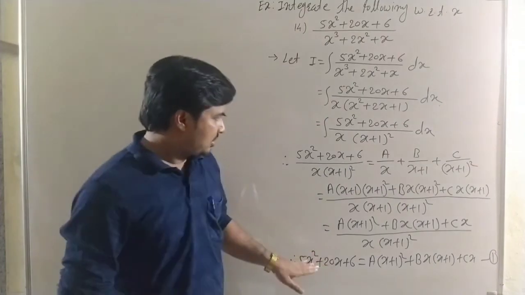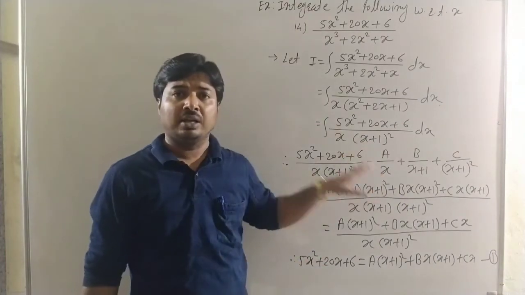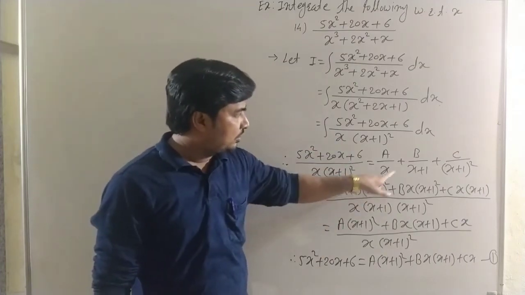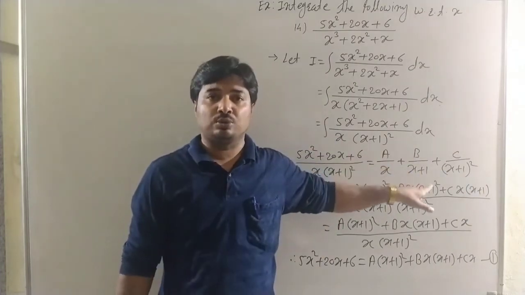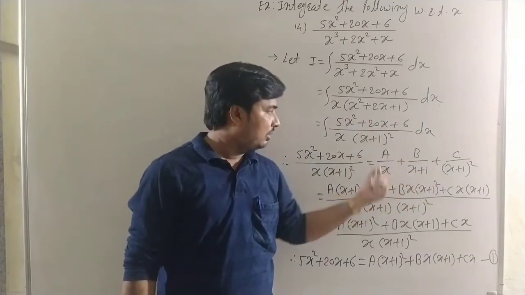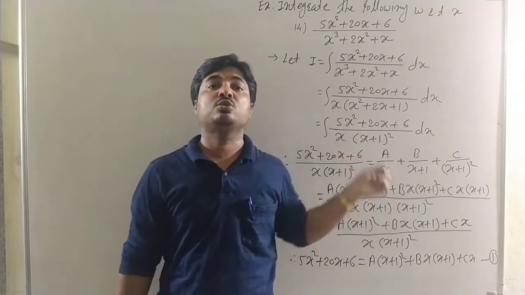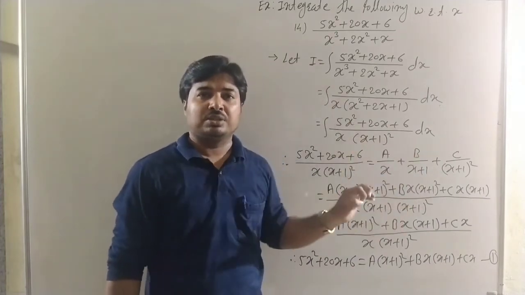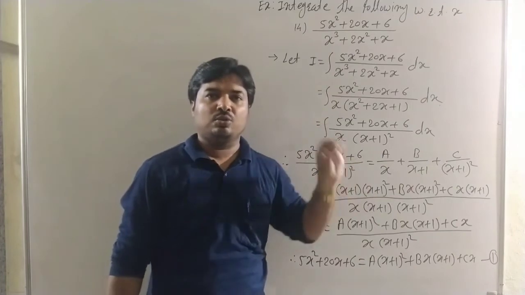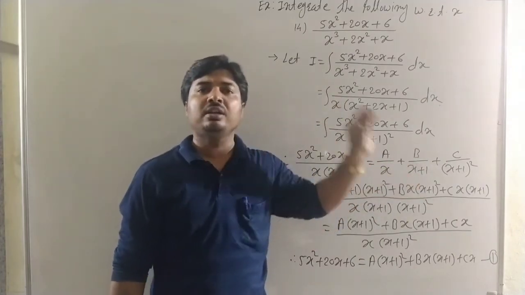Now there are three factors, but x + 1 is repeated. Here put x equal to 0 and x + 1 equal to 0, only two factors, and then for the third constant we take a value of x other than these. Here first x equal to 0 and then x + 1 equal to 0, that means x is equal to minus 1. For finding the third constant we can put any real number other than x equal to 0 and x equal to minus 1.